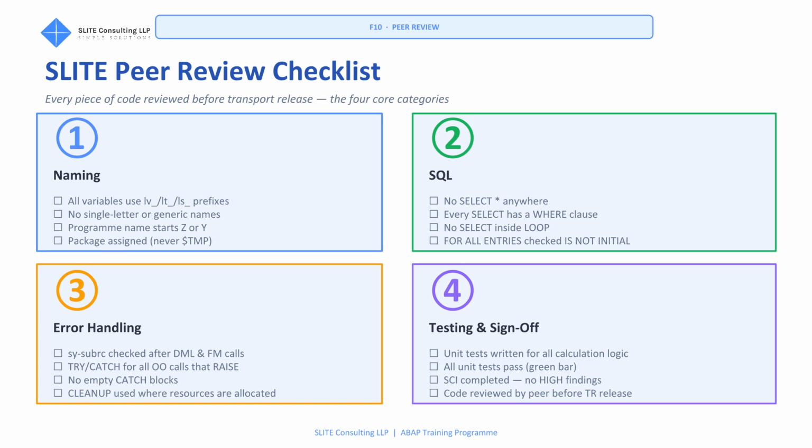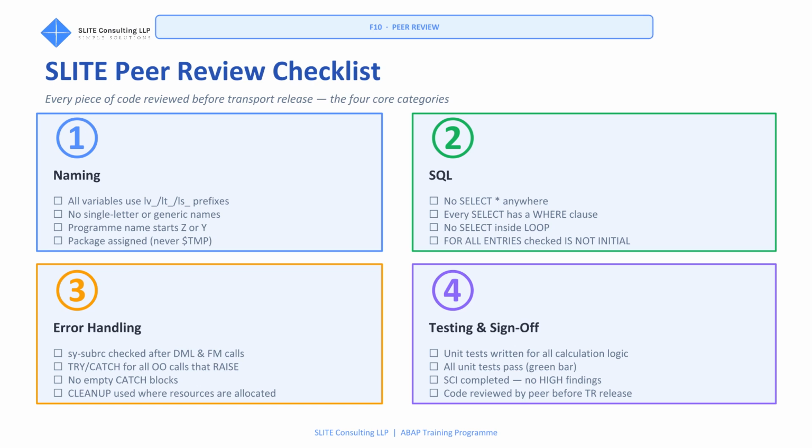SQL, no select star. Every select has a where clause. No select inside loop. For all entries guarded with IS NOT INITIAL. Error handling: SY-SUBRC checked after every DML and function module call. Try and catch for all OO calls that raise. No empty catch blocks. Cleanup used where resources are allocated.